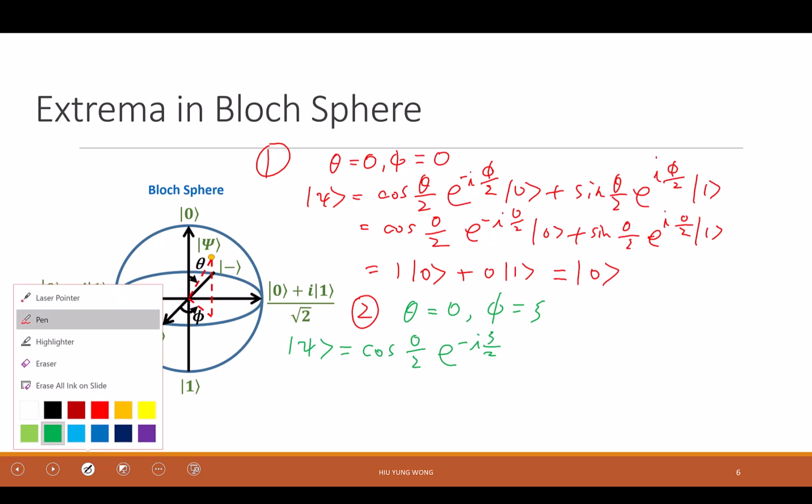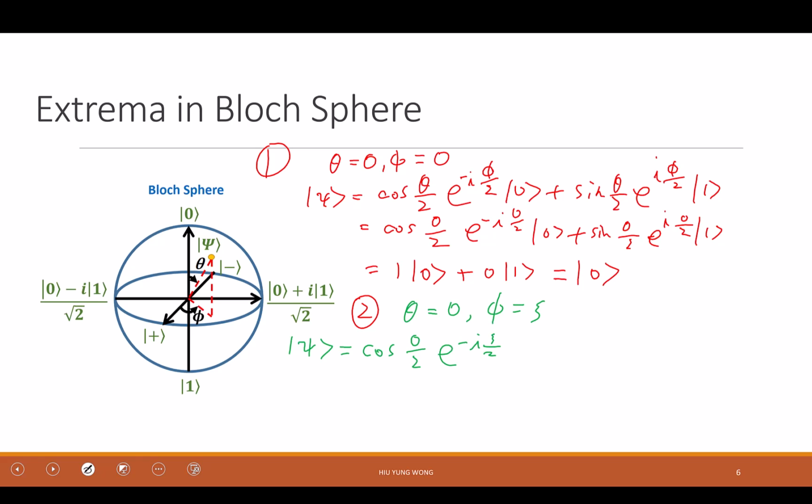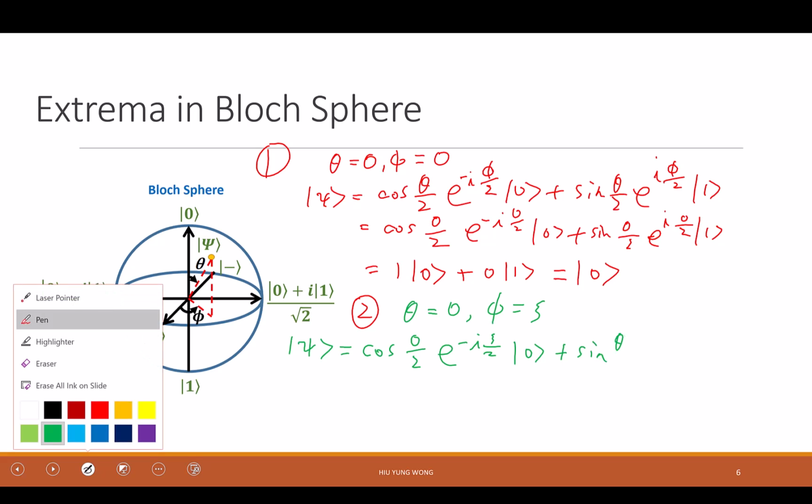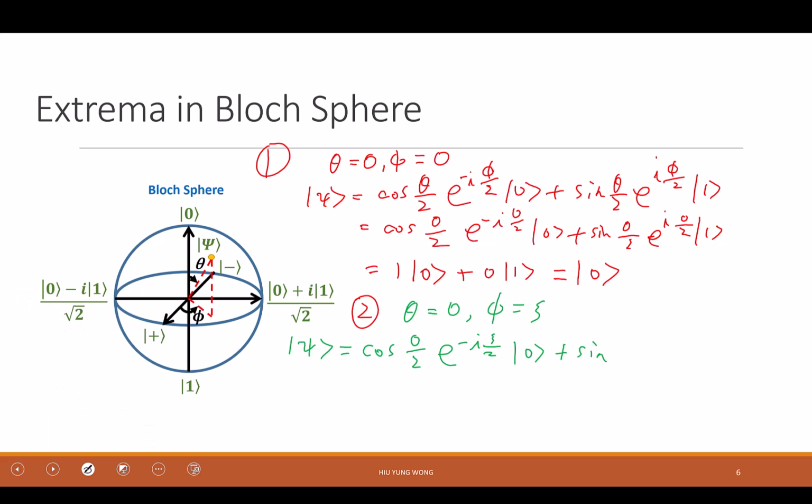I wrote another one. And then 0 plus sine 0 divided by 2 e to the power I c divided by 2, 1, right? What is the first term? The first term, cosine 0, is 1. But this is no longer 1 because it is a number not equal to 0. I just need to keep it.